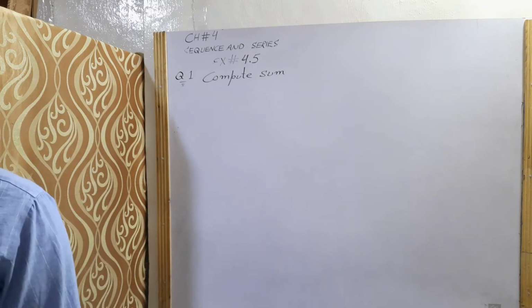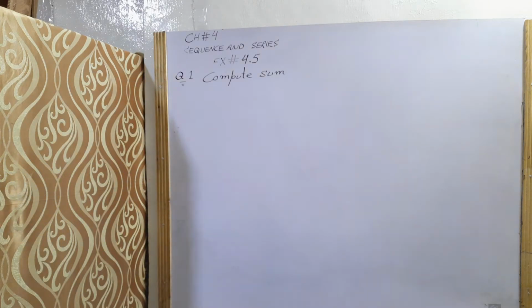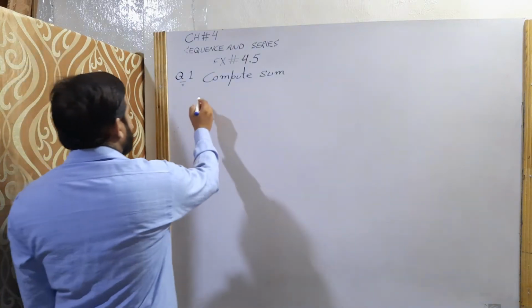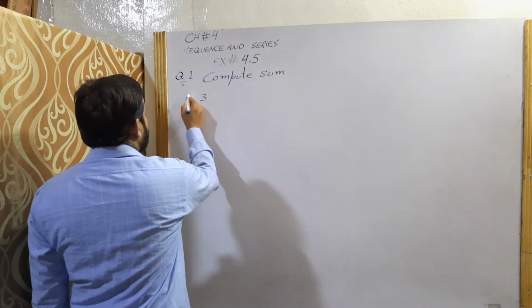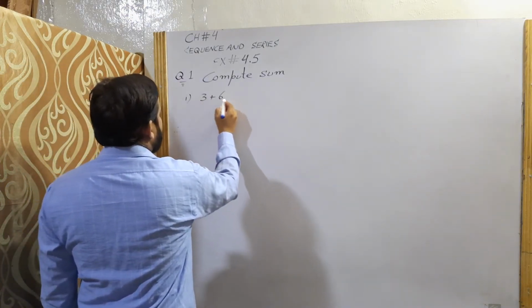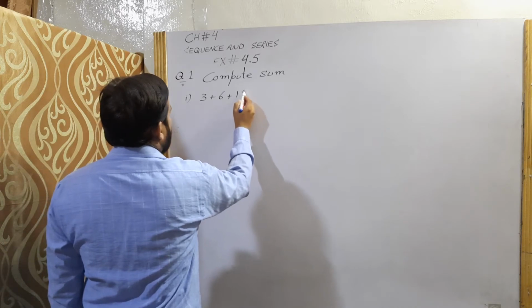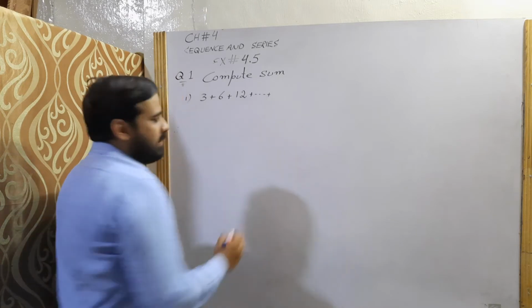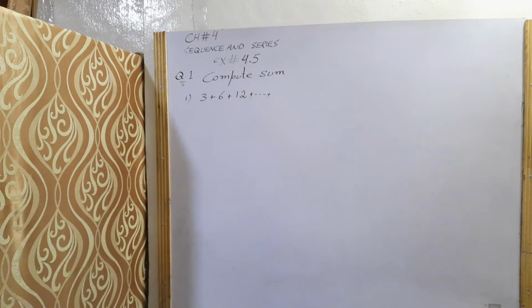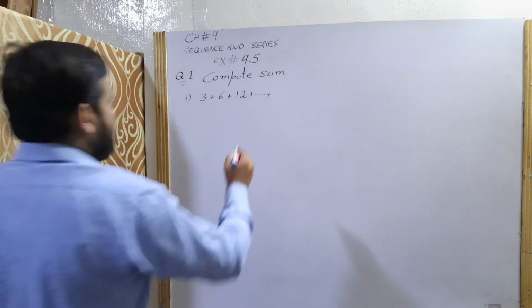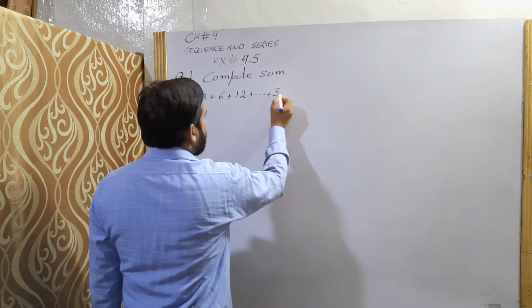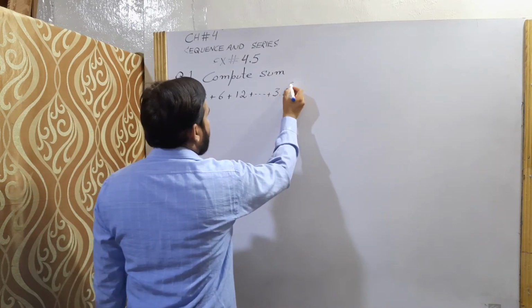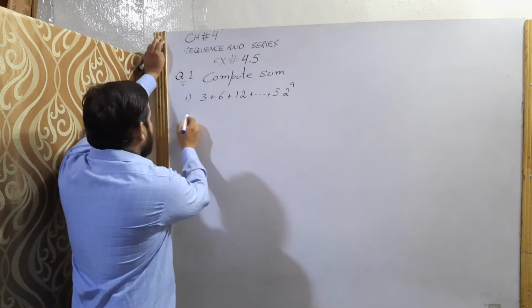Question number 1, part number 1. Given that 3 plus 6 plus 12 plus up to so on, and the last term is 3 into 2 raised to power 9. Solution.